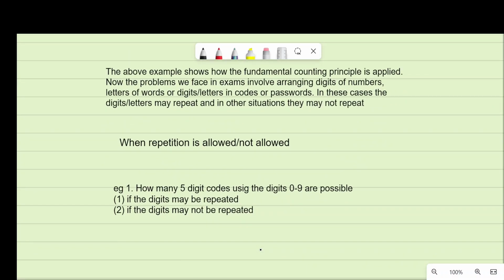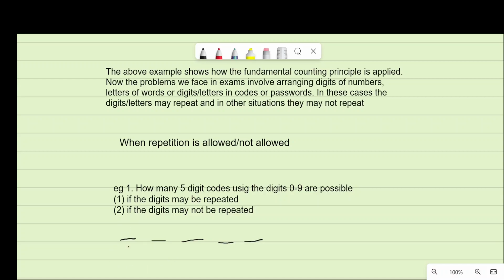Number 1, how many 5-digit codes using the digits 0 to 9 are possible? So we are going to find how many ways you can make a 5-digit code. That's what we are going to check. When you have such a situation, always take how many positions you have to fill. Here it's a 5-digit code. How do you fill those 5 positions? 1, 2, 3, 4, 5.